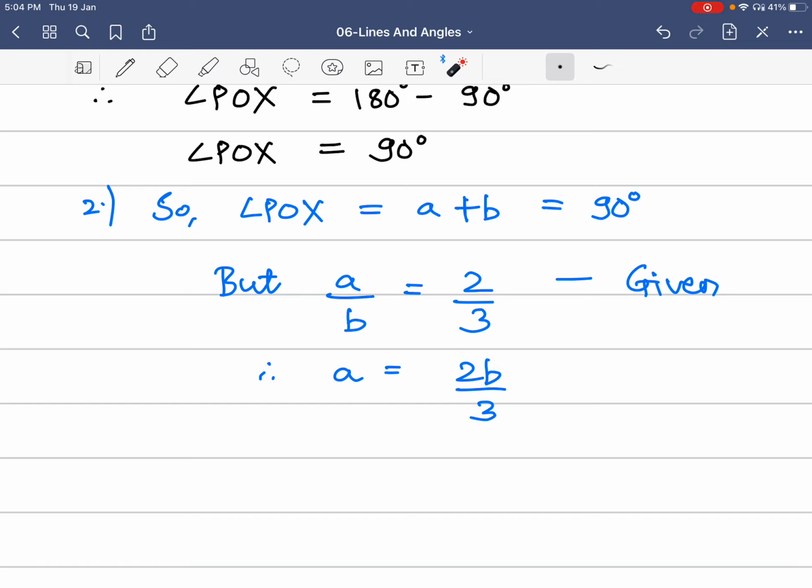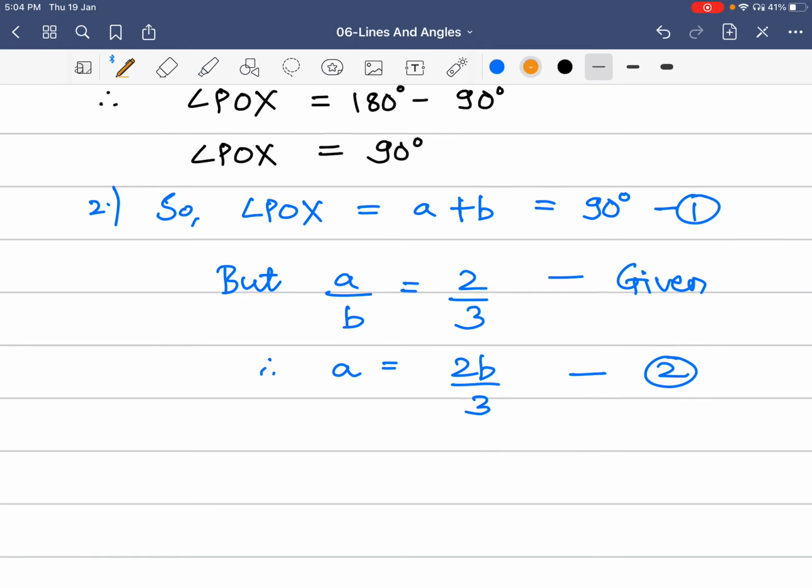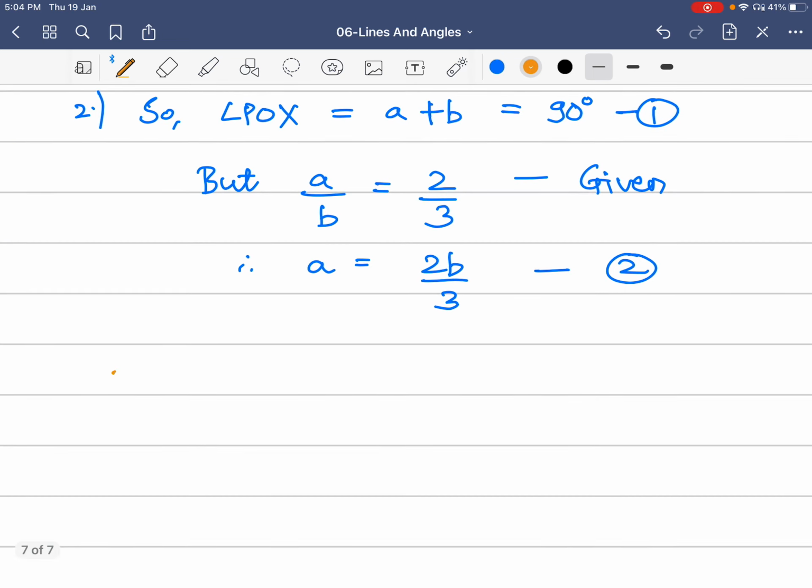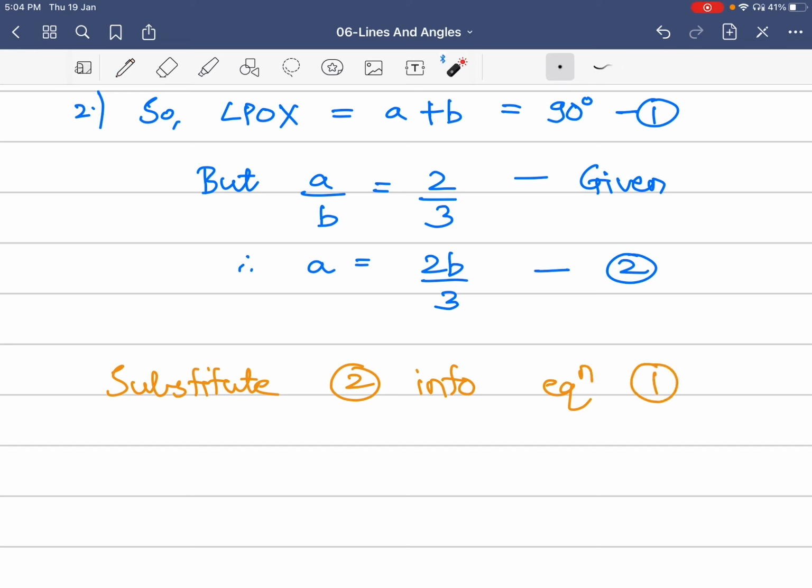Now we're going to substitute this. Let me call this equation 1 and this equation 2. Now I'm going to do substitution. Substitute 2 into equation 1. Very simple, I'm going to substitute the value of a into equation 1. So a is equal to 2b by 3. I'm going to write that 2b by 3 plus b, which is equal to 90 degree.